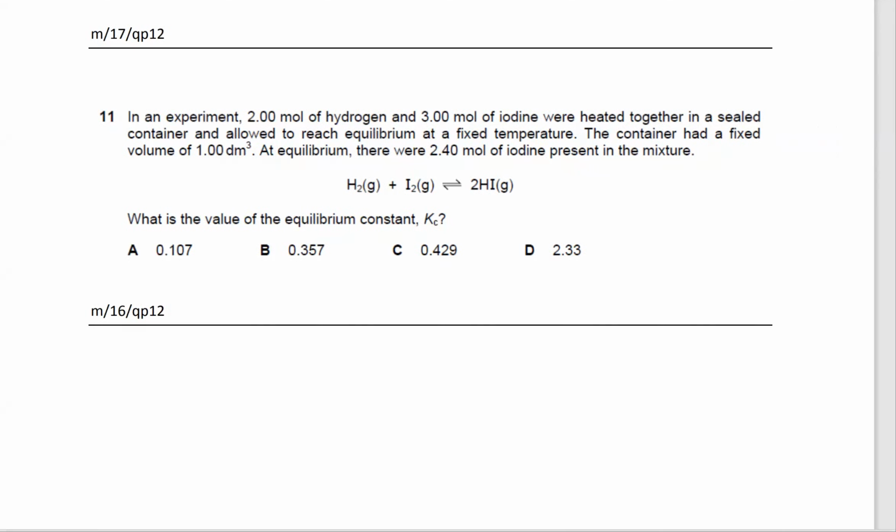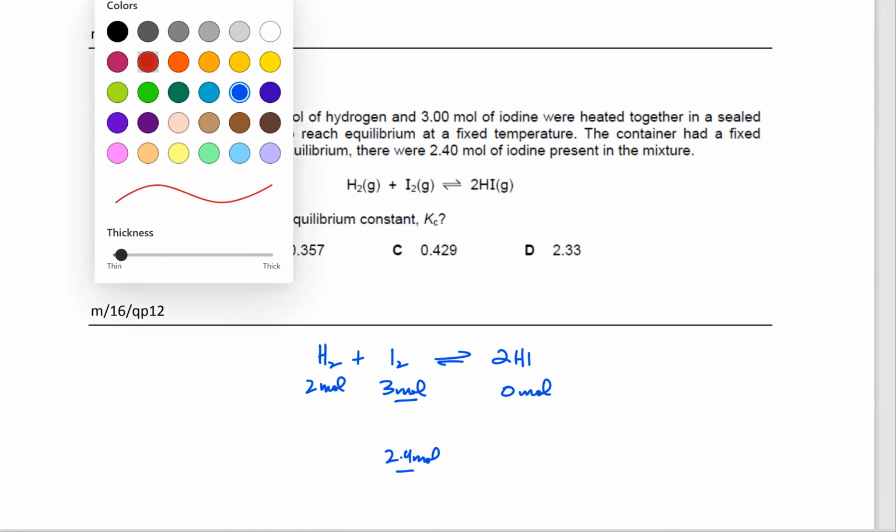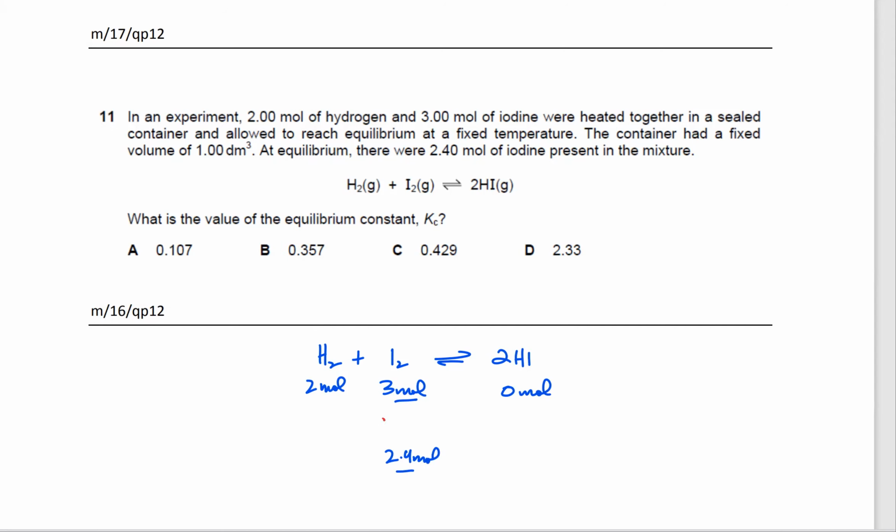How did you do this question? There were two types of questions. One was that you would just make a table, a rough table. Now you've got 2HI. You've got your initial moles. So there's 2 moles of hydrogen, and there's 3 moles of iodine. And initially there is no HI, so there's 0 moles of HI. And then it says that at equilibrium, there are 2.4 moles of iodine present. You started off with 3 moles, and at equilibrium, you're left with 2.4 moles. So that means 0.6 moles reacted, right?